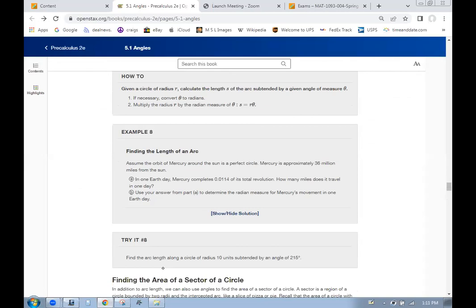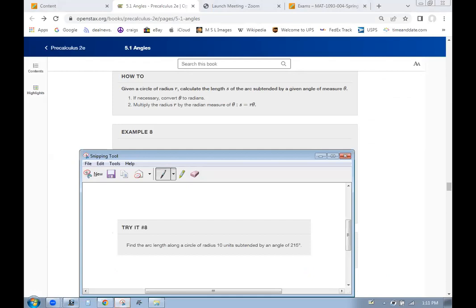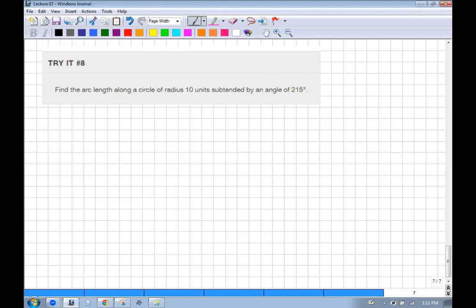Let's look at Try It number 8 here. Find the arc length along a circle of radius 10 units. What do they mean by units? I'm going to say meters. They're just leaving it generic, right? It could be feet or centimeters, whatever you want. Let's just use meters to make it more real. Subtended by an angle of 215 degrees.